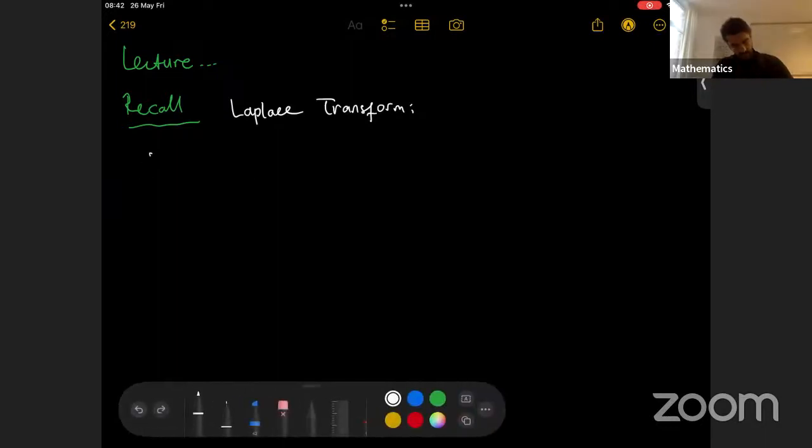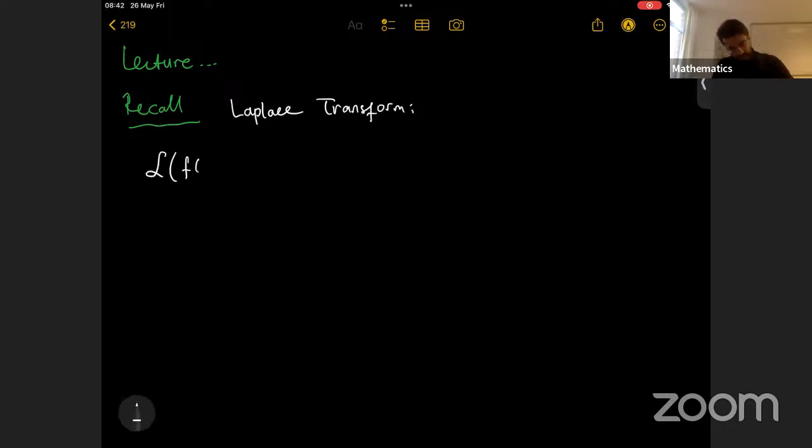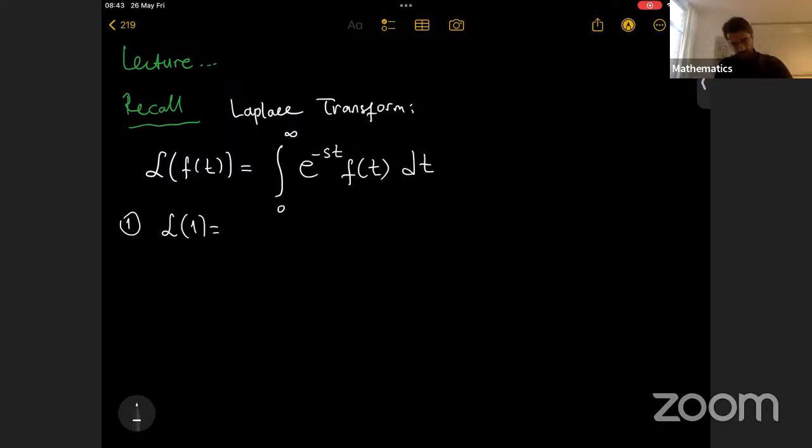L of f of t is the integral from 0 to infinity of e to the minus st f of t dt, right? That was the definition of the Laplace transform. And we had some well-known formulas for simple functions like the following. L of 1 is equal to 1 over s. By the way, we will denote this by capital F of s. It's a function of s.